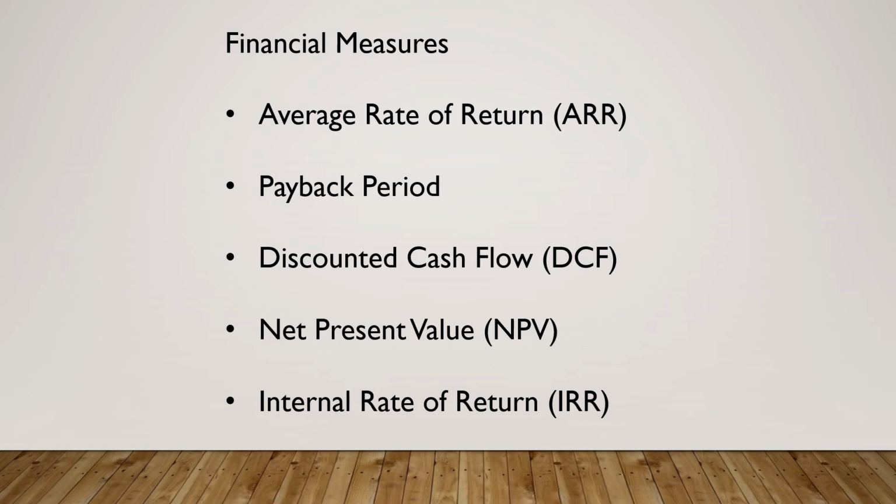The formula for ARR is net annual savings divided by the average investment. The average investment is the initial investment divided by 2. So if we spend $5,000 for a new piece of equipment, we divide that by 2 and find out that the average investment is $2,500. If we save $1,000 our first year, then our ARR is 1,000 divided by 2,500, or 0.4, or 40%.